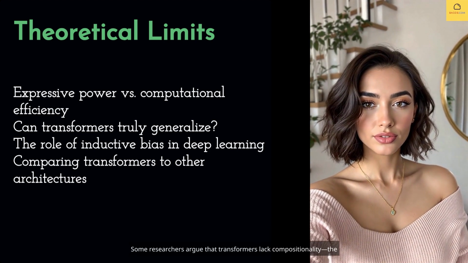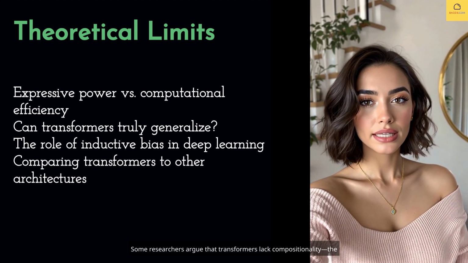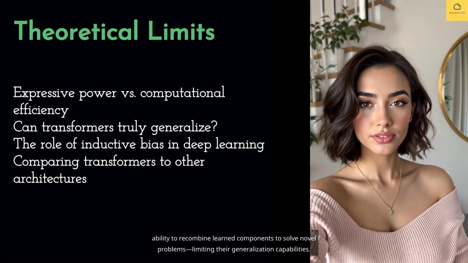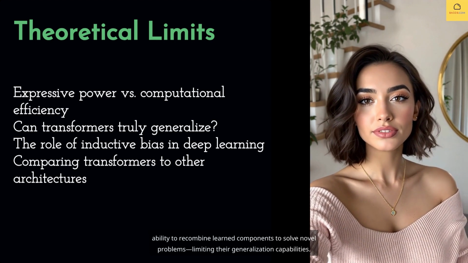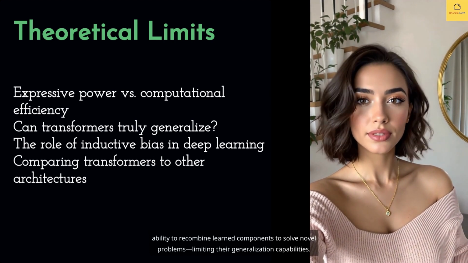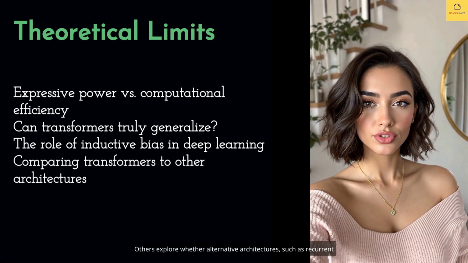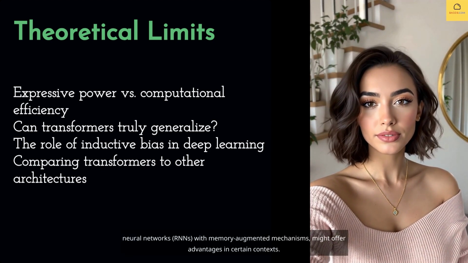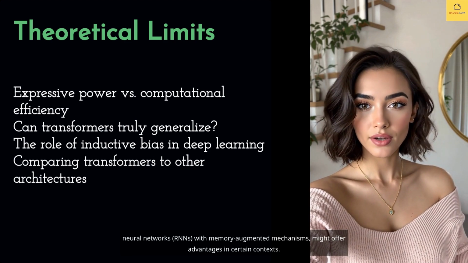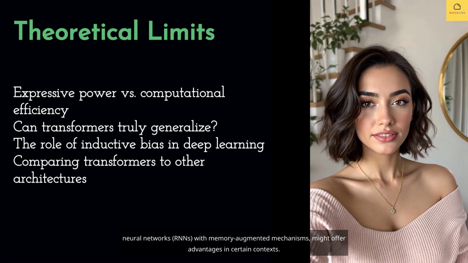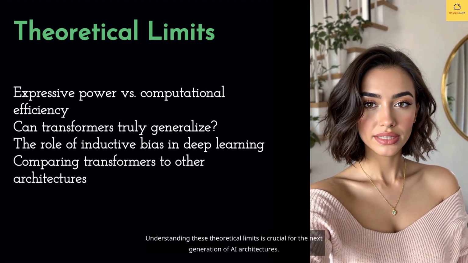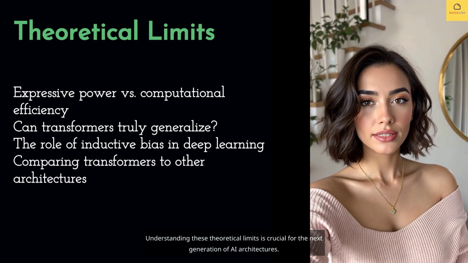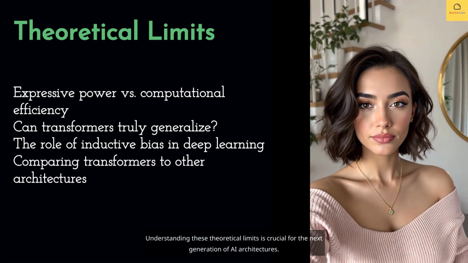Some researchers argue that transformers lack compositionality, the ability to recombine learned components to solve novel problems, limiting their generalization capabilities. Others explore whether alternative architectures, such as recurrent neural networks, RNNs, with memory-augmented mechanisms, might offer advantages in certain contexts. Understanding these theoretical limits is crucial for the next generation of AI architectures.